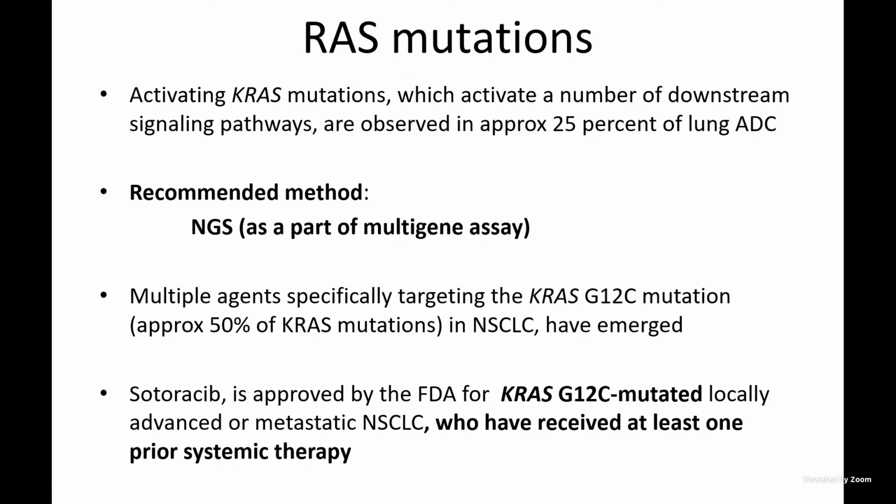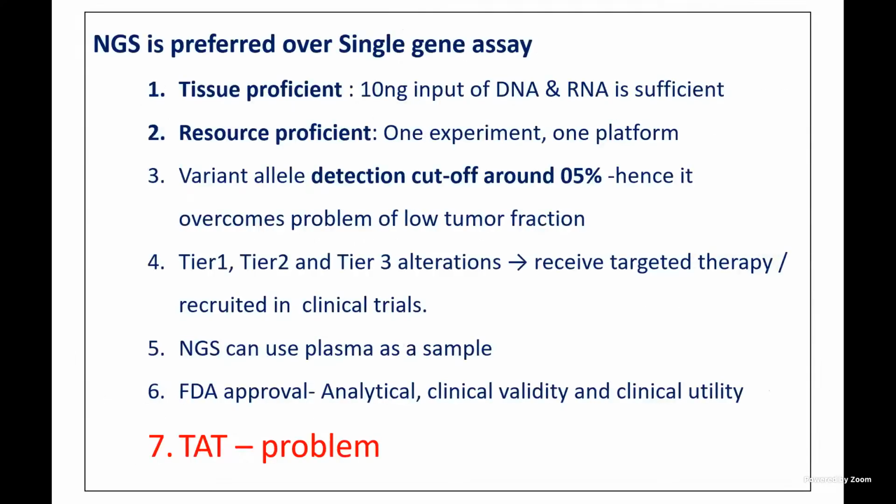And sotorasib is approved by FDA for KRAS G12C mutated, locally advanced or metastatic NSCLC, in patients who have received at least 1 prior systemic therapy. So in a nutshell, NGS is now preferred over a single gene assay, and the reason is that it is tissue proficient: 10 nanogram input of DNA and RNA is sufficient. It is resource proficient. It's 1 experiment, 1 platform.